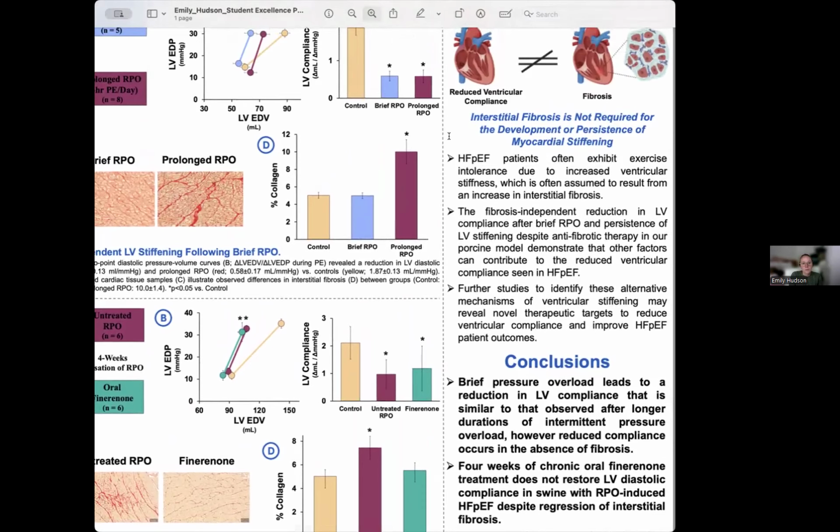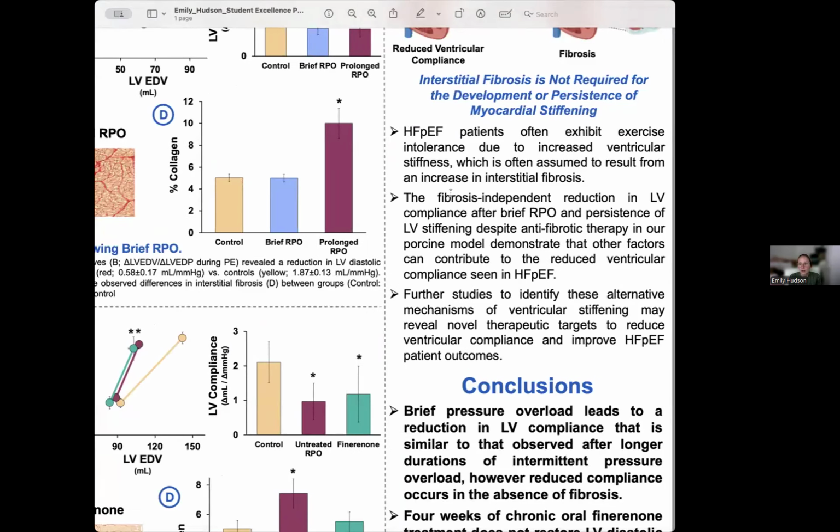This is kind of an interesting finding because the current thought in the field is that these patients have exercise intolerance because of this increased ventricular stiffness, assumed to be from this increase in interstitial fibrosis. So we just proved in two different ways that you can have this increase in ventricular stiffness without fibrosis. We can have reduced compliance like we saw in our first study without fibrosis occurring at all. And then in the second study, we can reverse the presence of fibrosis with the drug finerenone and our compliance is still not restored or positively affected.